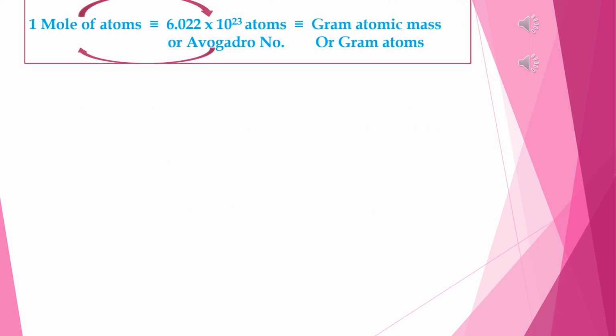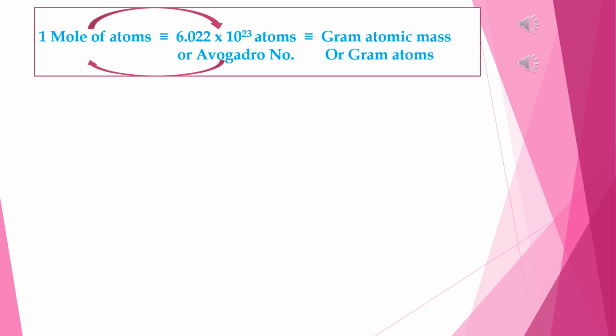So here comes the first case, which is the relationship between mole and Avogadro number of atoms. In this relationship, 1 mole of atoms is equivalent to Avogadro number of atoms, that means 6.022 into 10 raised to power 23 atoms, and vice versa. So we can understand this relationship by doing some numerical problems.